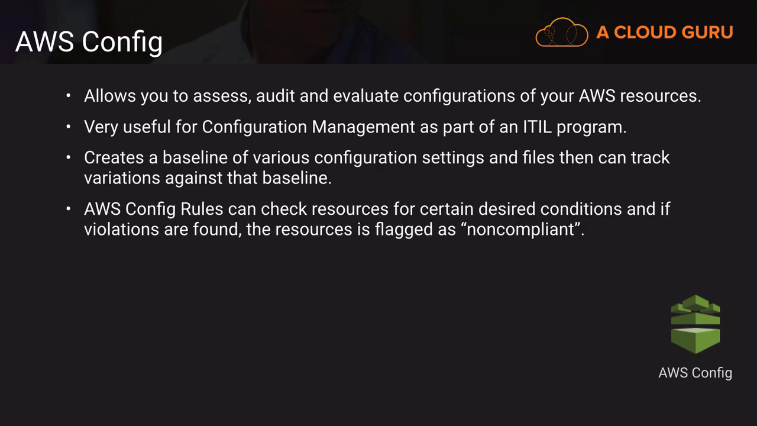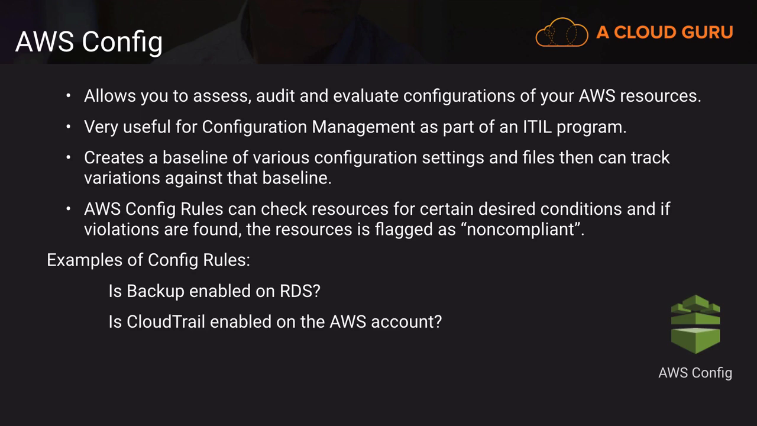We can also create AWS Config rules that check resources for certain conditions. And if those conditions aren't met, we can flag that resource as being non-compliant. So some examples of config rules are: is backup enabled on RDS, or is CloudTrail enabled on this AWS account, or are EBS volumes encrypted? And so we can set up these rules that would continually monitor all the resources in AWS and let us know if anything is out of compliance.